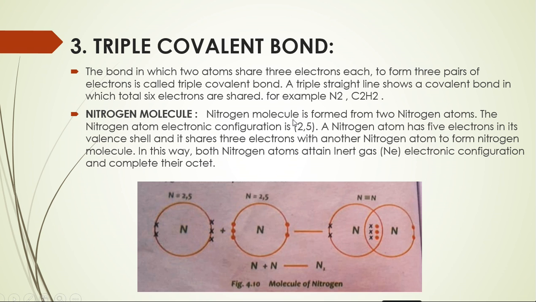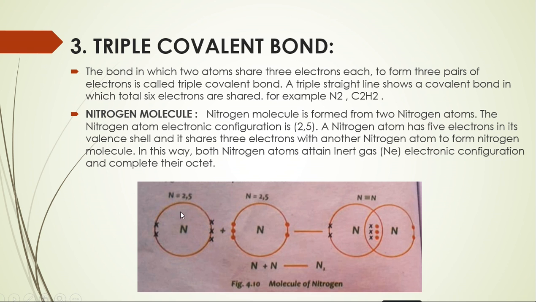Nitrogen molecule. Nitrogen molecule is formed from 2 nitrogen atoms. The nitrogen atom electronic configuration is 2 and 5. So atomic number is 7, 2 in the first shell and 5 in the second. A nitrogen atom has 5 electrons in the valence shell and it shares 3 electrons with another nitrogen atom to form a nitrogen molecule. In this way, both nitrogen atoms attain the inert gas neon configuration and complete their octet.